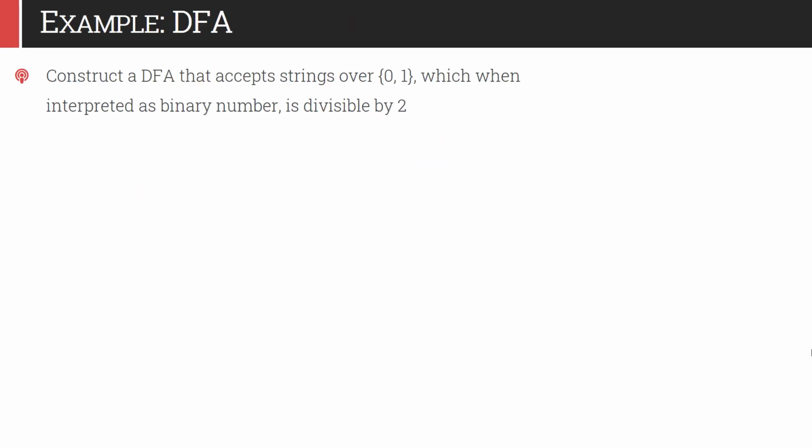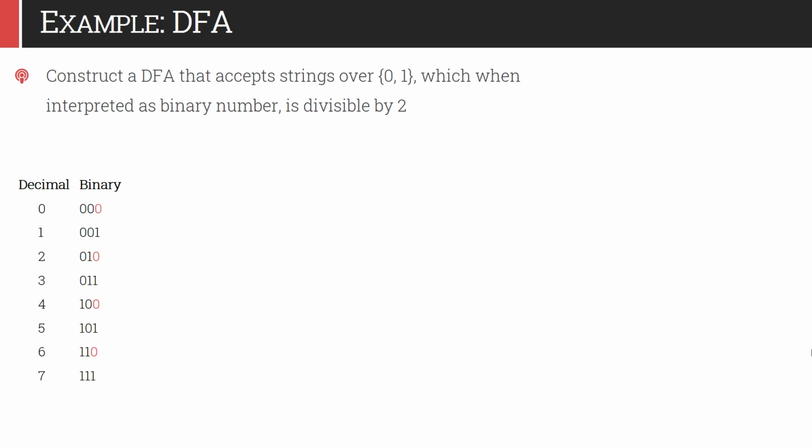Construct a DFA that accepts strings over the binary alphabet 0, 1, which when interpreted as a binary number is divisible by 2. We have to construct a DFA such that it accepts all the binary strings which are divisible by 2. So how do we determine whether a given binary string is divisible by 2 or not?